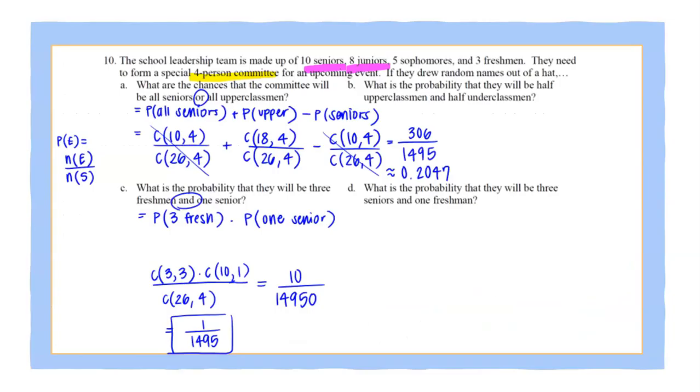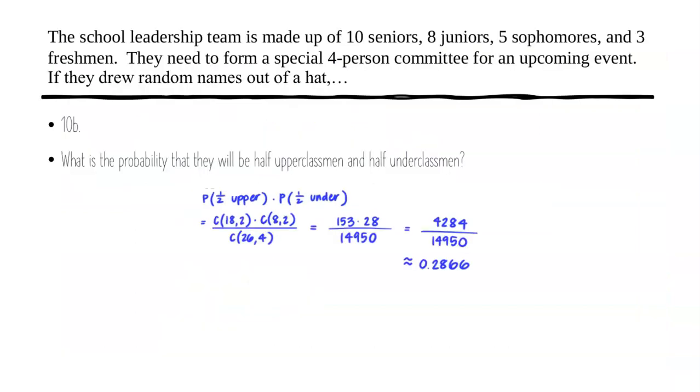Okay, I also wanted to go over the rest of your classwork notes. As I looked through it, the majority of you were getting it correct, so I didn't think it was necessary to create a poll for today. Check your answer for number 10, letter B, the probability they will be half upperclassmen and half underclassmen. You should have gotten this as your result.